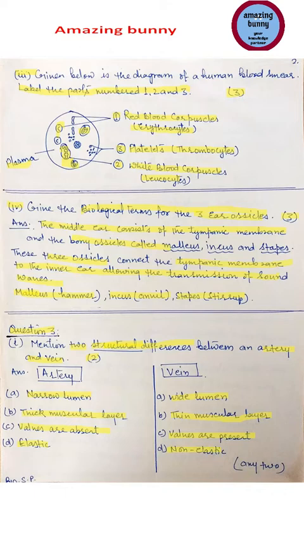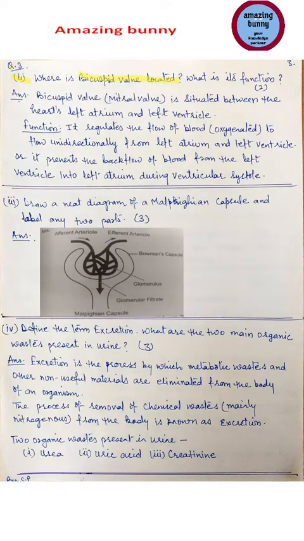So pick any 2. Where is the bicuspid valve located and what is its function? Now, the bicuspid valve is also known as the mitral valve, and it is situated between the heart's left atrium and left ventricle. It is situated on the left side of the heart. And this bicuspid aortic valve is an aortic valve that has only 2 leaflets or 2 cusps instead of 3.